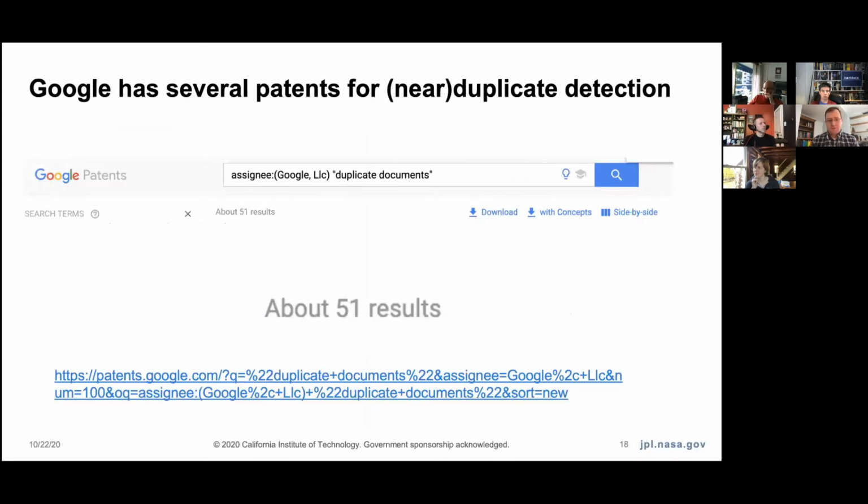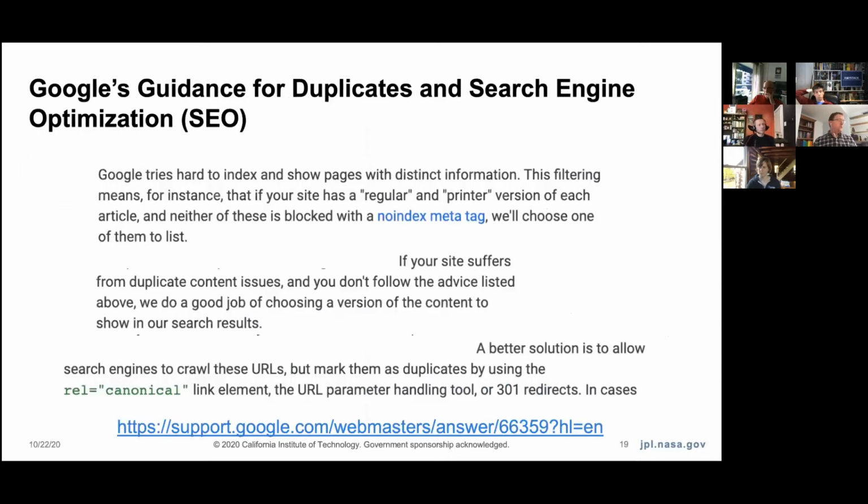Google also has numerous patents for this. I'm not saying they have 51, but if you do search for their Google patents, there are 51 results. And again, they're not all from near duplicate detection, but they do have some important patents around identifying duplicate documents. And of course, Google would prefer that you not engage in duplicate content from an SEO perspective, and they have recommendations on how to handle those, with this notion of a canonical page. So you can have duplicates, but please anchor a rel canonical so that we know which page of the duplicate to serve up in the result set.